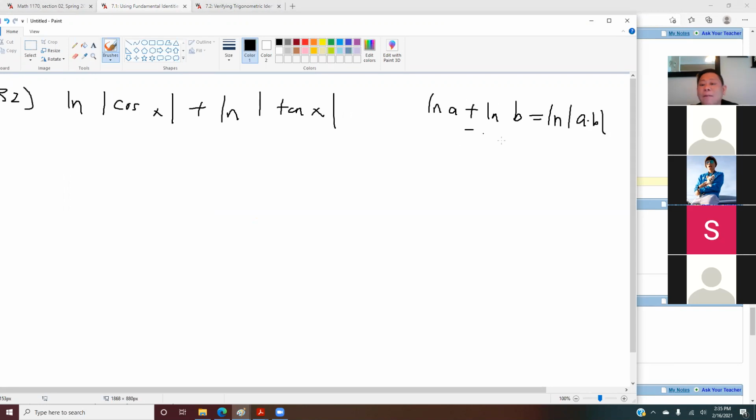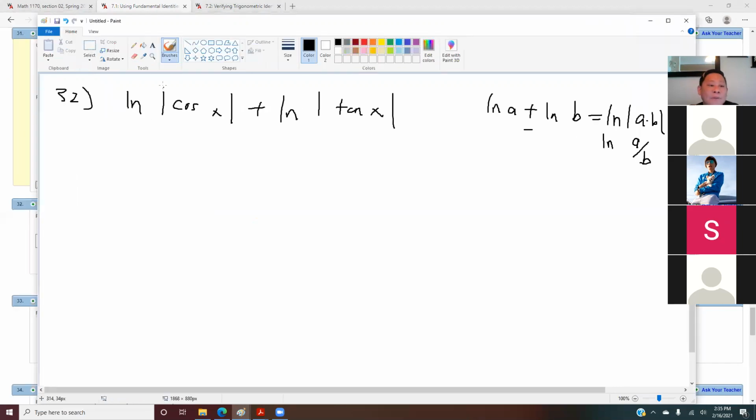And what happens when you subtract? You will divide. Yes. The reason why we put this in absolute value is because, again, in college algebra, you cannot have ln of a negative. Does anyone remember what happens when you have an ln of a negative number? It is undefined. That's the reason why they put this in absolute value, to tell us that this has to stay positive. So for this case, this is ln, and because it's addition, we will multiply this: cosine x times tangent x.